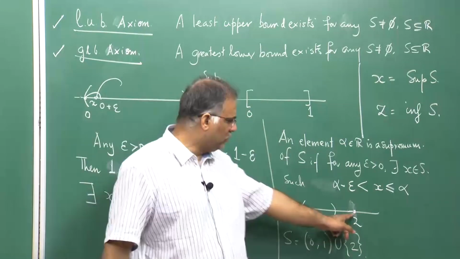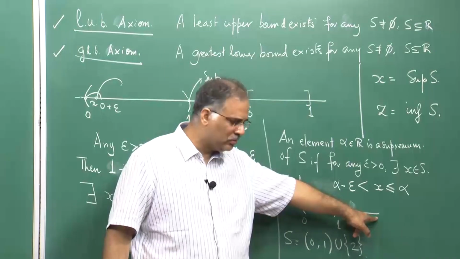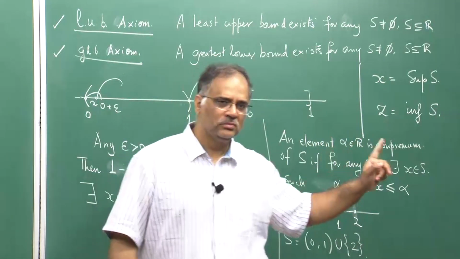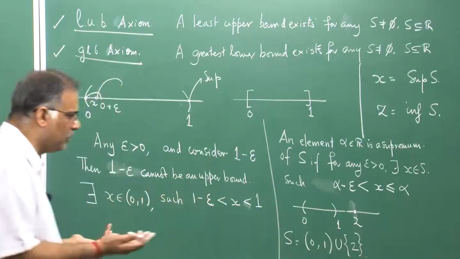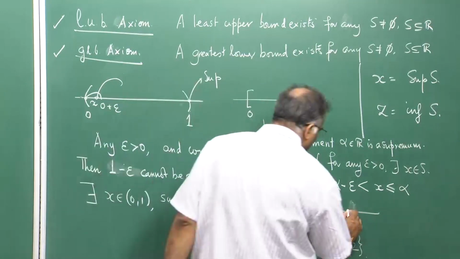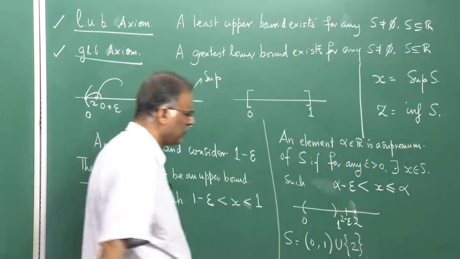2 is an upper bound, 3 is an upper bound, but 1.5 is not an upper bound here, because 2 is bigger than 1.5. But then if I decrease 2 by a very small amount, it becomes 2 minus epsilon.